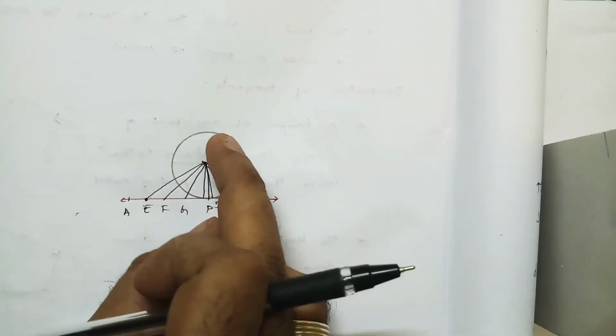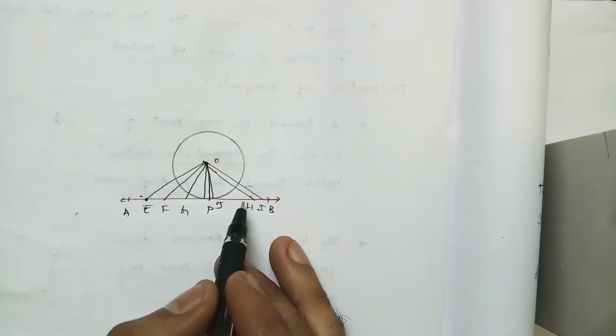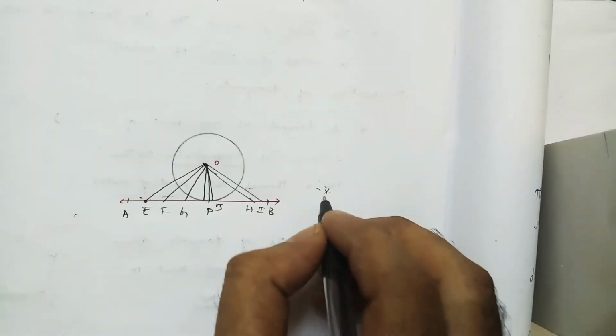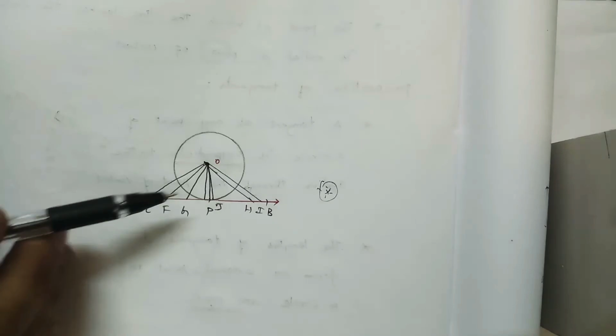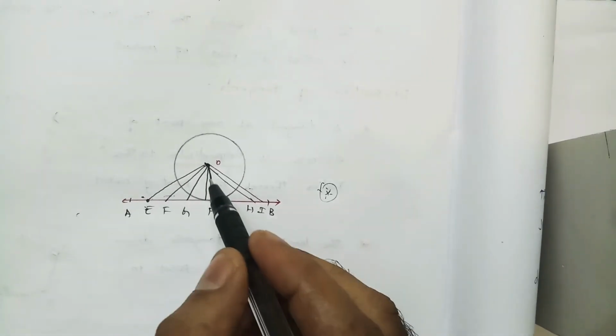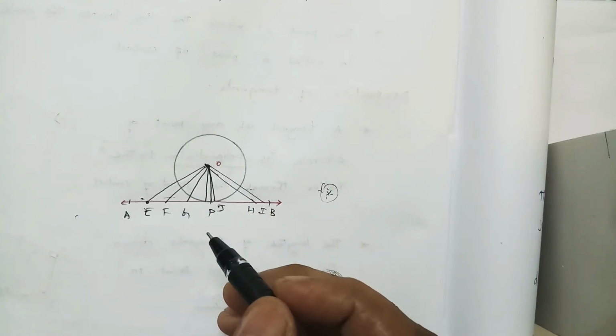So which is the smallest line? That is nothing but the perpendicular line. We already know that property: the shortest distance between a point and a line is nothing but the perpendicular distance. That is very important. We already studied it in 8th or 9th, while studying the right angle triangle property.